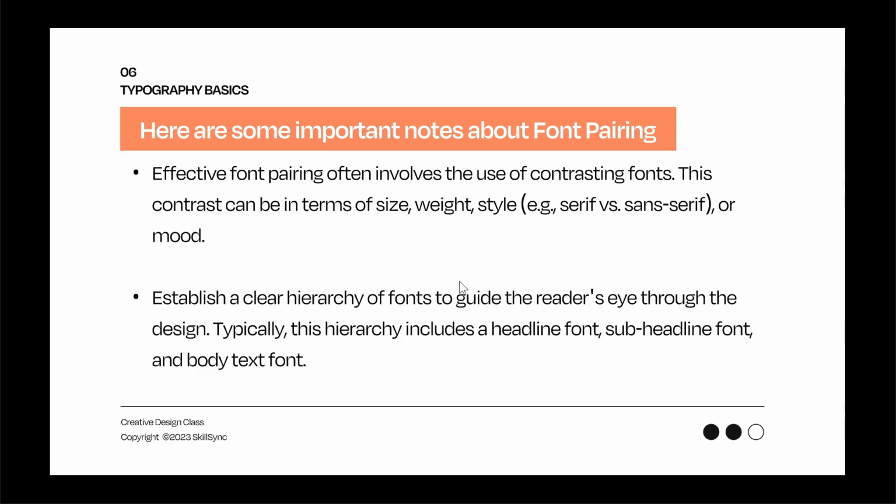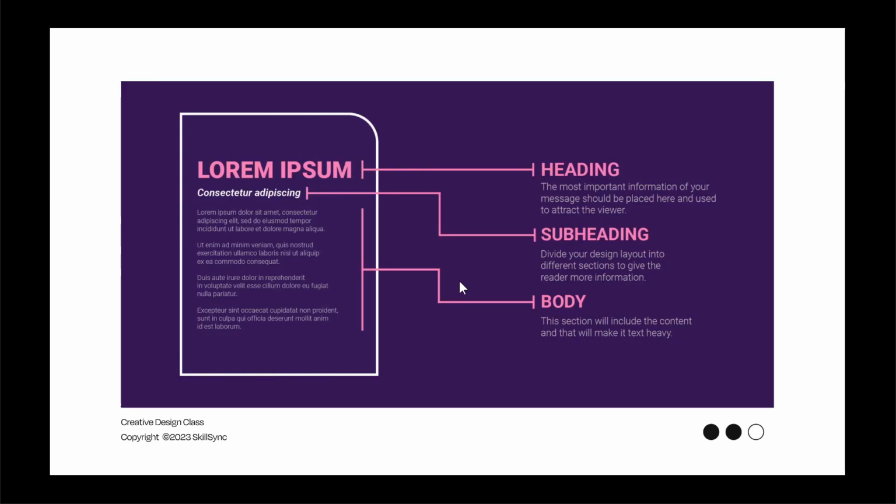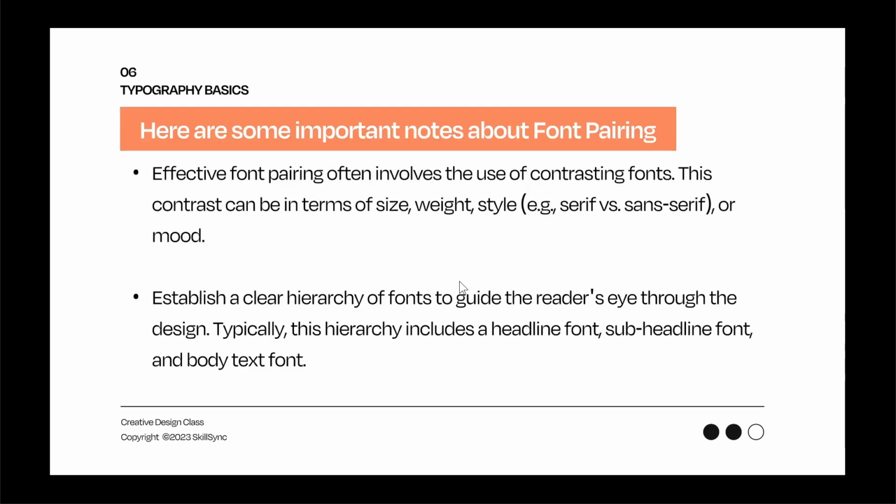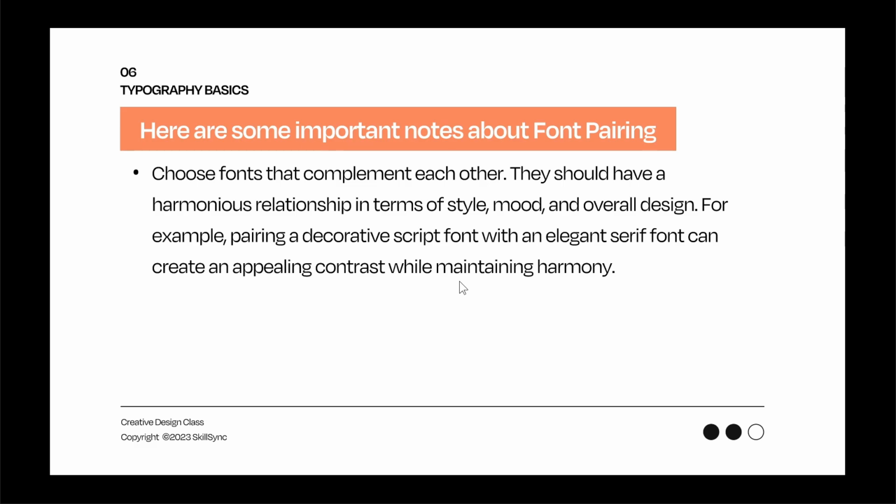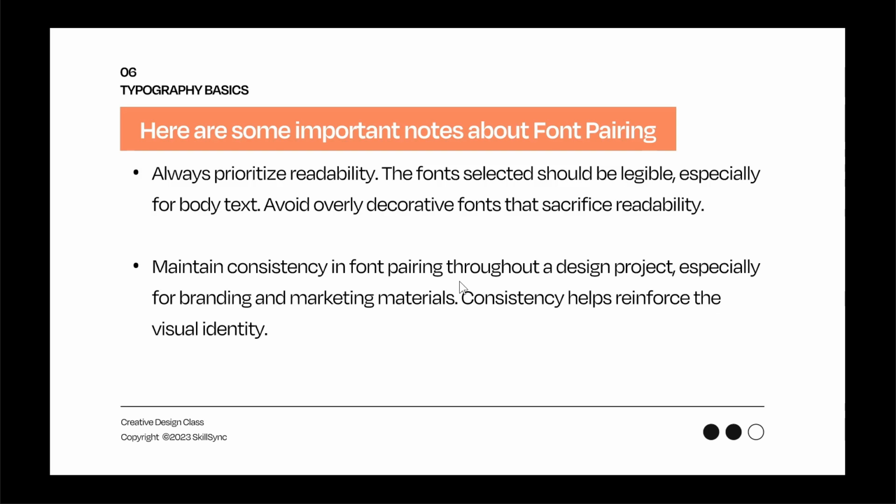Now establish a clear hierarchy of fonts to guide the reader's eye through the design. Typically this hierarchy includes a headline font, a sub-headline font, and body text like we saw in our design here. Now we continue with choosing fonts that complement each other. They should have a harmonious relationship in terms of the style, the mood, and the overall design. For example, pairing a decorative script font with an elegant serif font can create an appealing contrast while maintaining harmony.